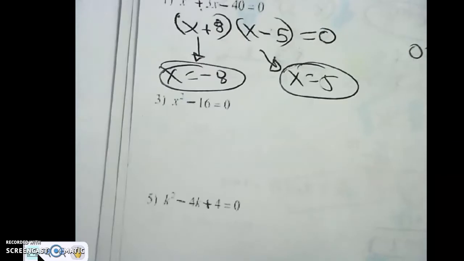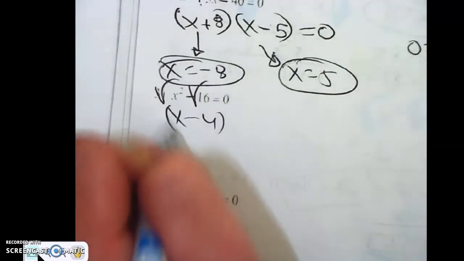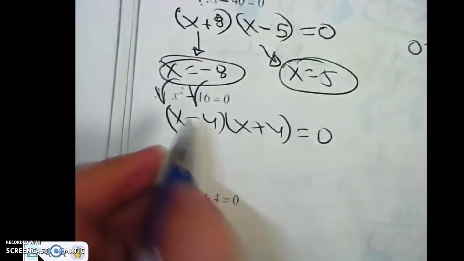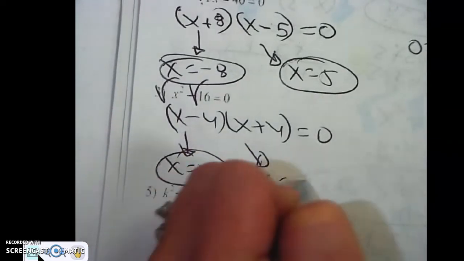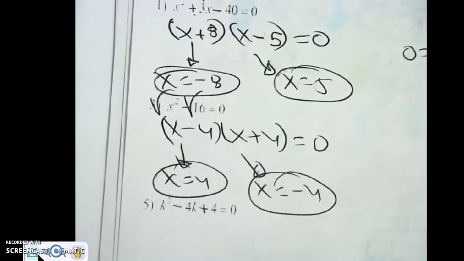Okay. Let's jump to number 3. I need to factor it. Square root. X minus 4, x plus 4 equals 0. I factored it. Now I solve it. X equals 4. X equals negative 4. This is it.